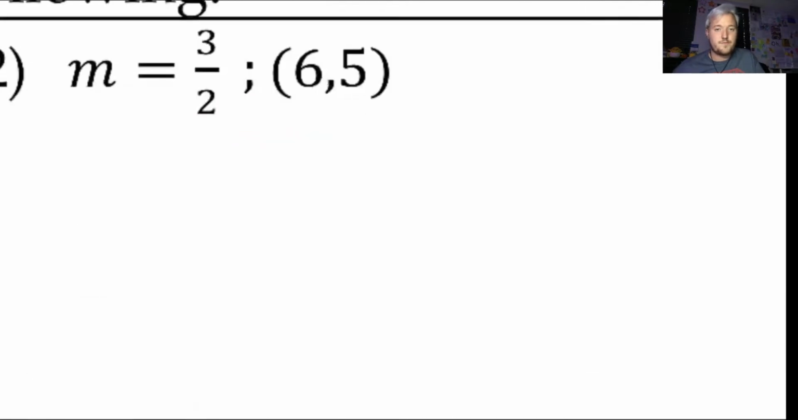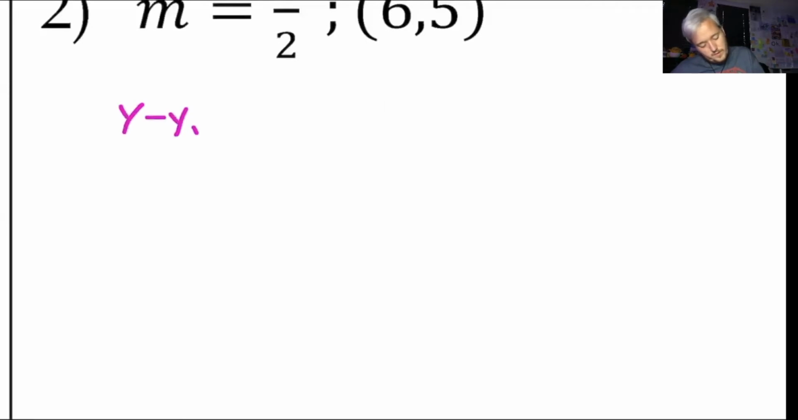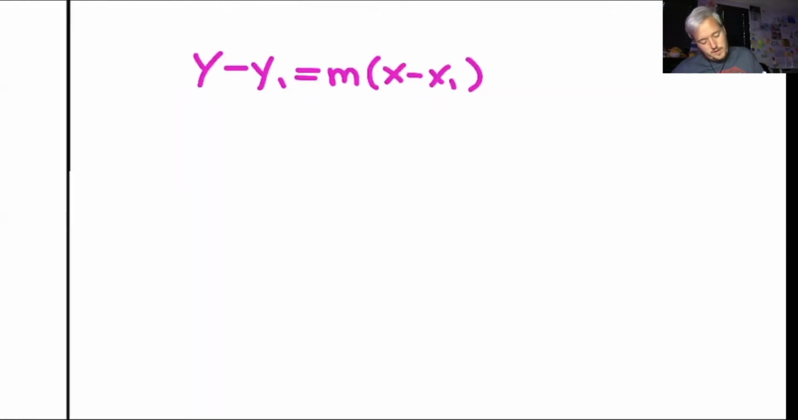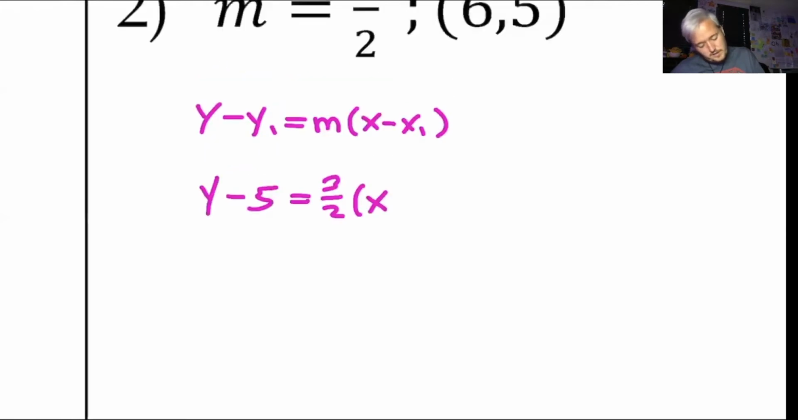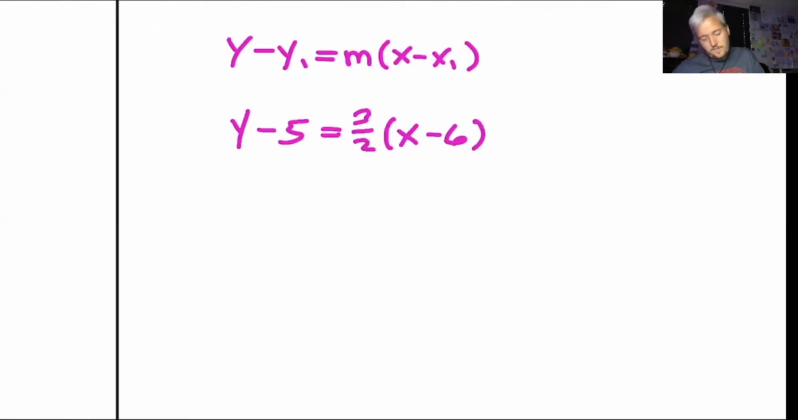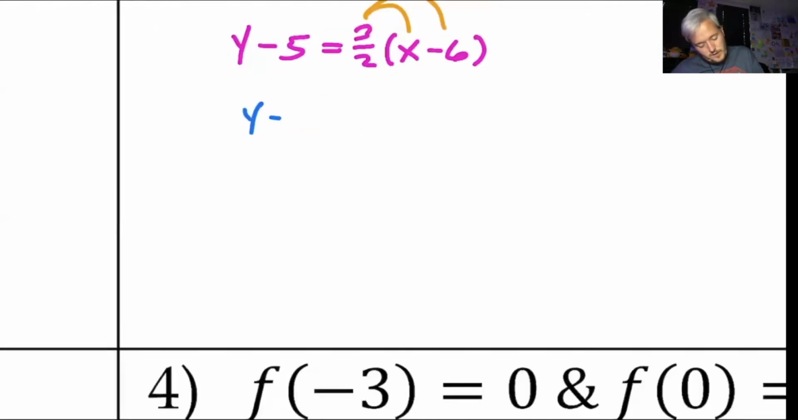All right, number 2. Same idea here. I'm going to start with point slope form. y minus y1 equals m times x minus x1. So I'm going to have y minus 5 equals 3 halves times x minus 6. All right, so distribute. I'm going to have y minus 5 equals 3 halves x plus 3 times negative 6 gives you negative 18, divided by 2 should be negative 9.